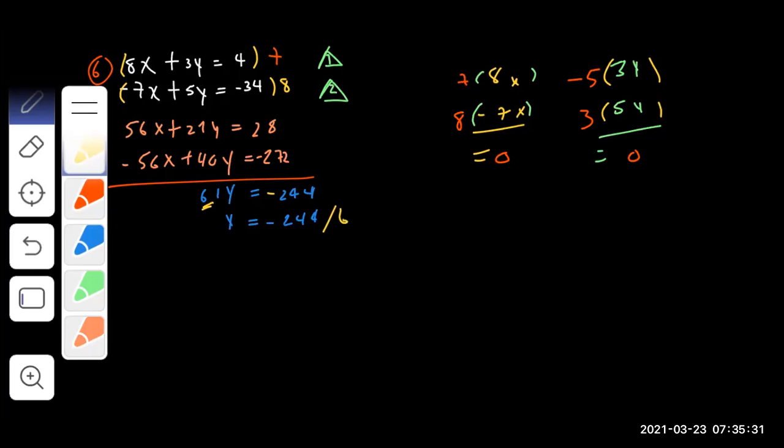On the other side, it's going to be divided. Can we get a decimal or a fraction out of this, guys? Negative 244 divided by 61 is a whole number. Negative 4. You can use a calculator for these big numbers. Negative 4. And we got the value for y.